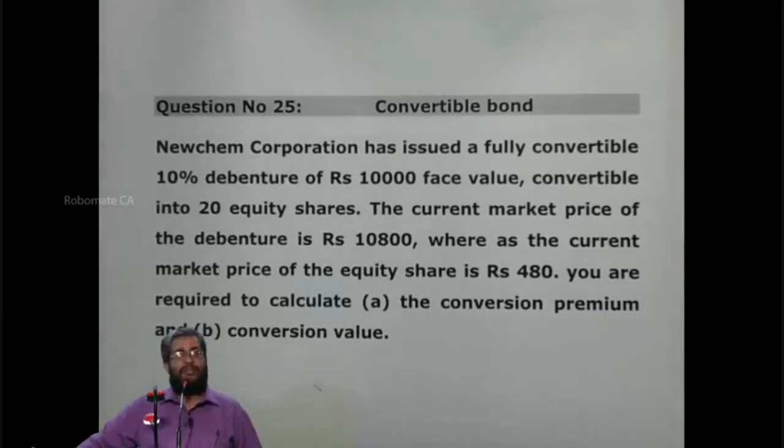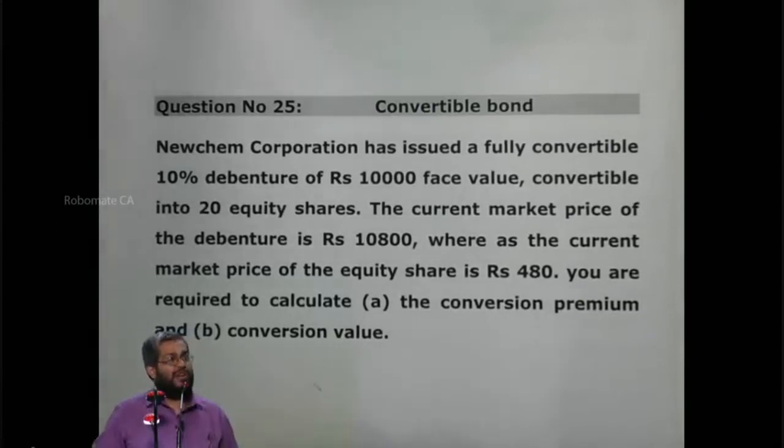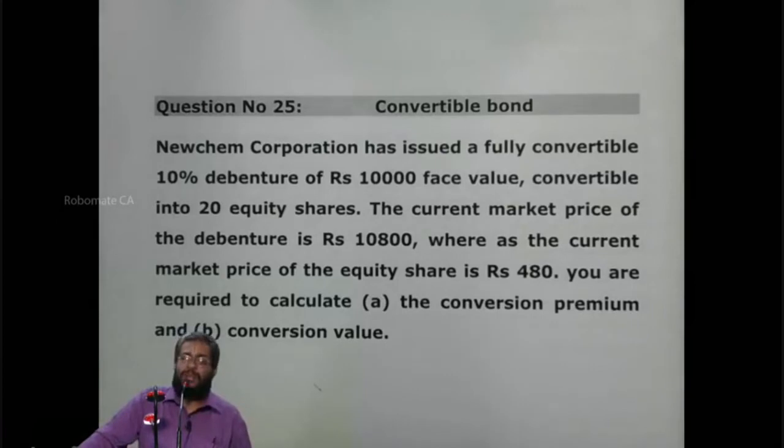Part A. Conversion premium. We already discussed in the previous seminar. What is conversion premium? Convertible bond value minus conversion value. Conversion premium is equal to convertible bond value minus conversion value, which on substitution is 10,800 minus 9,600, which is equal to 1,200 rupees. Conversion premium is equal to 1,200. That's all. Everybody fine or?